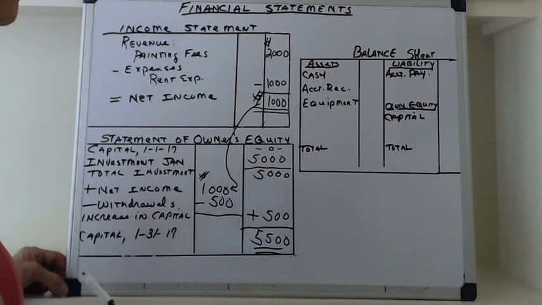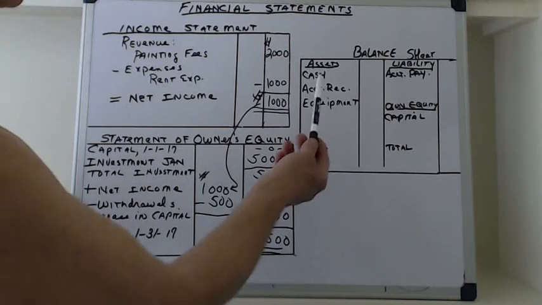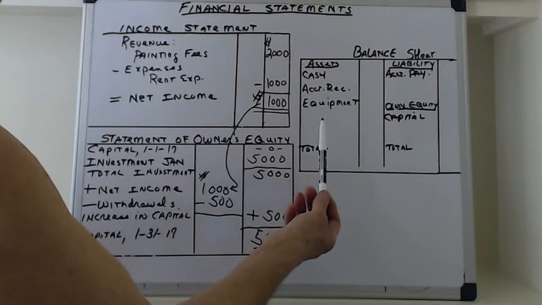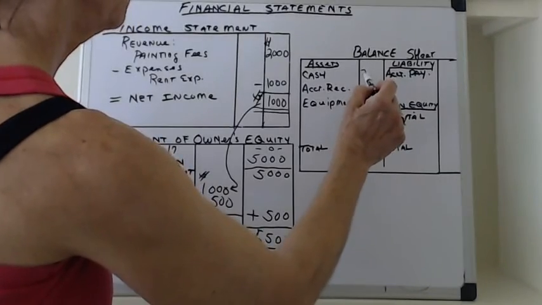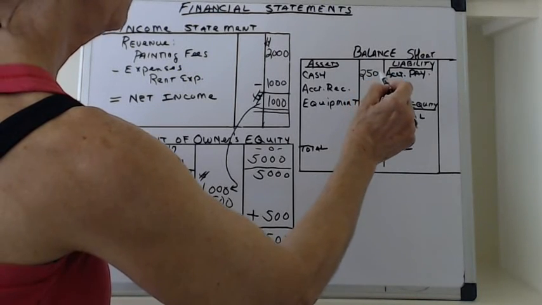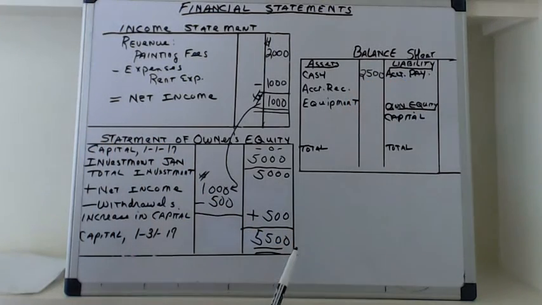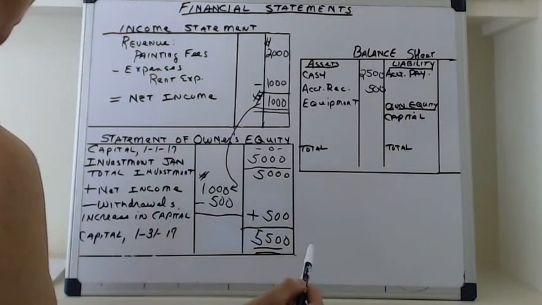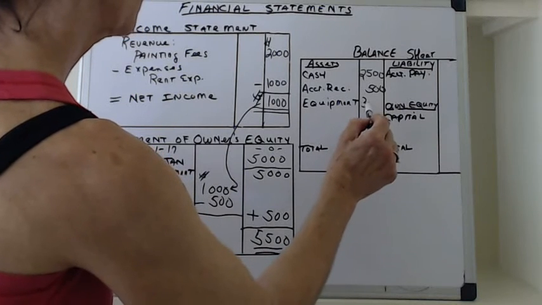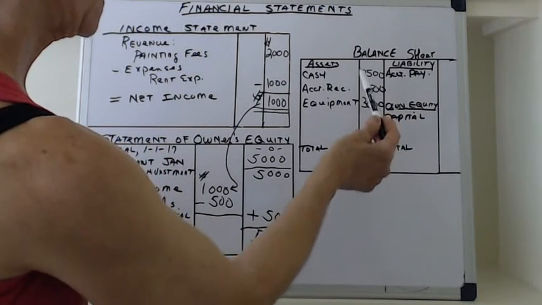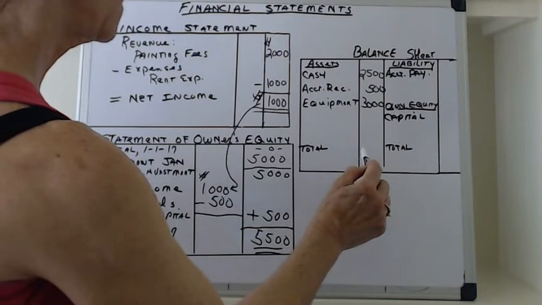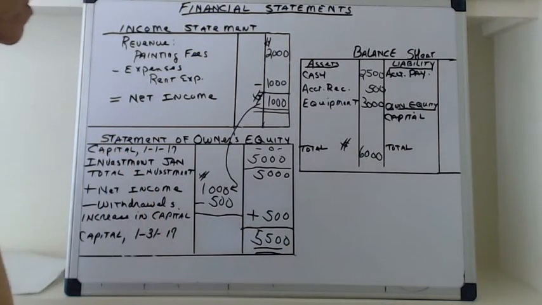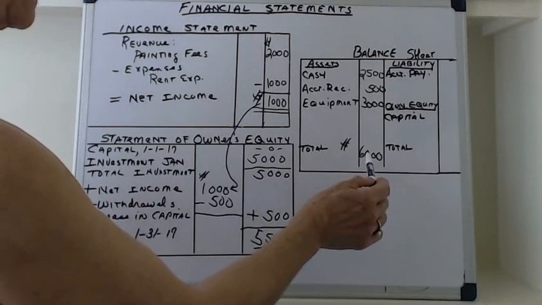The last statement is the balance sheet. So we're going to go back to the transaction worksheet and we're going to go over to the assets now. So his cash, the total of his cash was, I'm going to get it from the worksheet, $2,500. Accounts receivable, the customer still owed him $500, and his equipment was $3,000. So I'm going to add up my assets, and they total $6,000, just like we did in the worksheet. Total of my assets, $6,000.